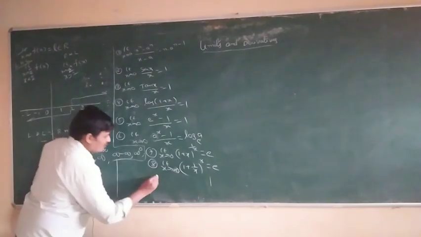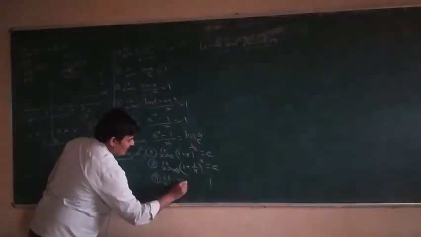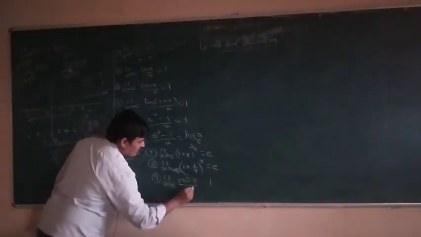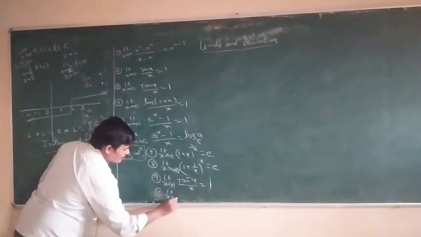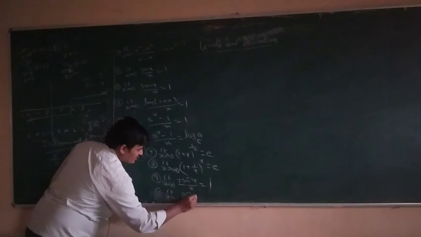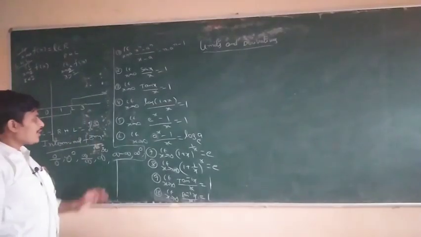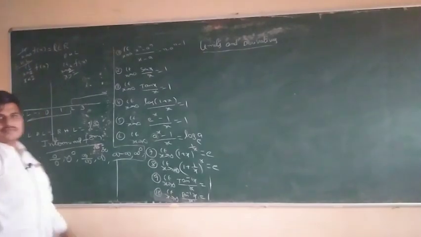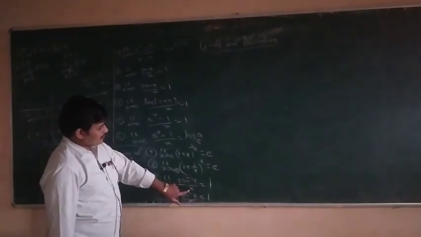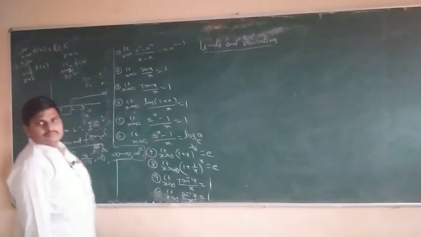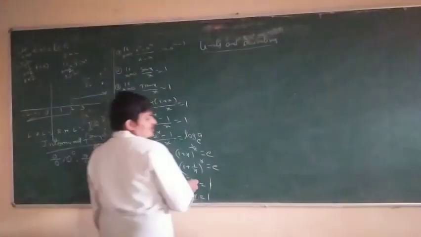Next, ninth one, limit x tends to 0 of tan inverse x by x is 1. Tenth one, limit x tends to 0 of sin inverse x by x is equal to 1. These are fundamental formulas. So, for example, sin inverse 2x by 2x is equal to 1. So, these are the 10 basic formulas.